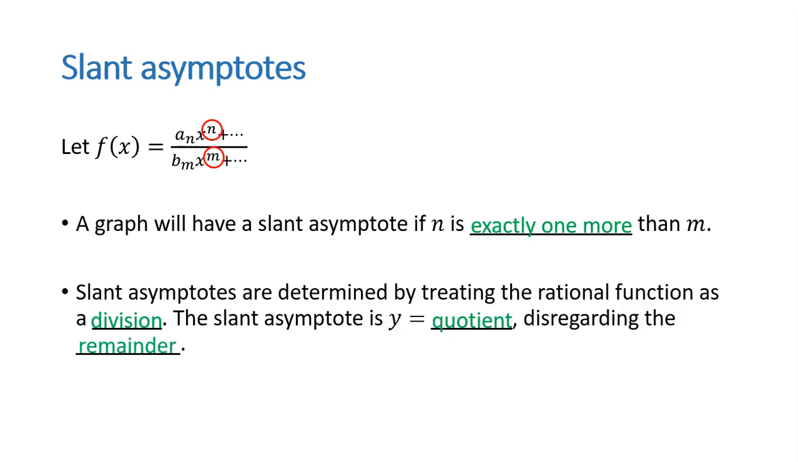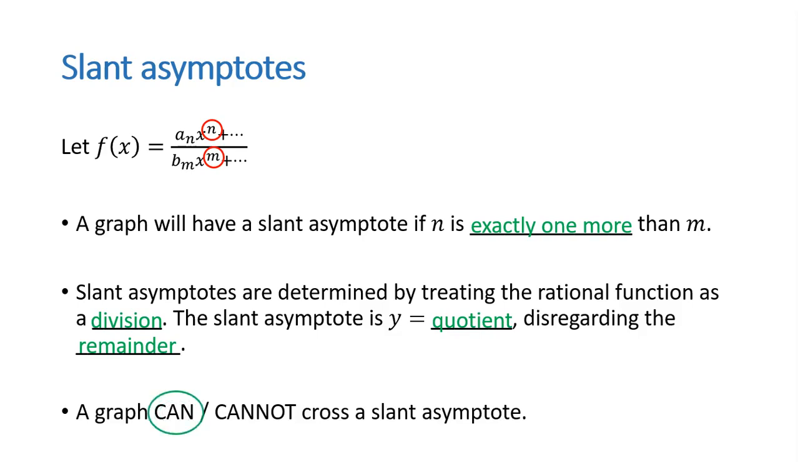So we divide our denominator into our numerator, we take our quotient, and y equals the quotient is going to be our slanted asymptote equation. We will have a remainder. Keep in mind, there will always be a remainder, but you can throw it away. It doesn't actually give you any information about the asymptote. Just like a horizontal asymptote, a graph can cross a slanted asymptote, but it rarely does.